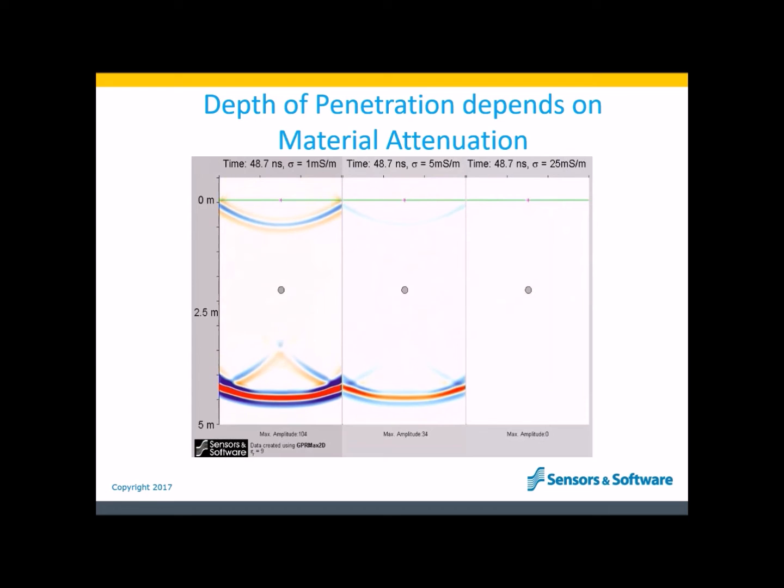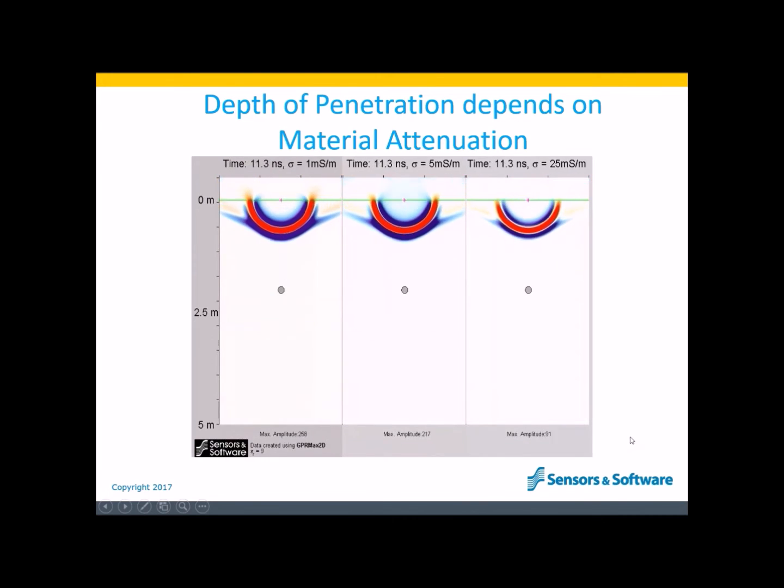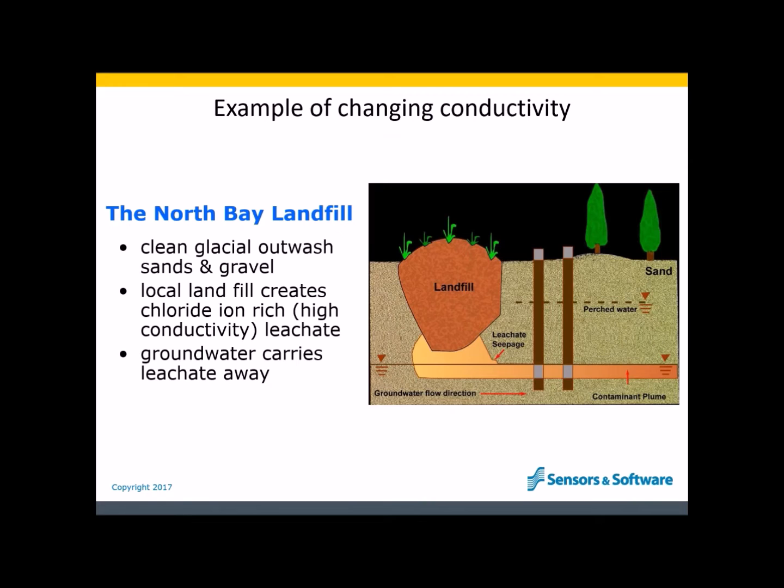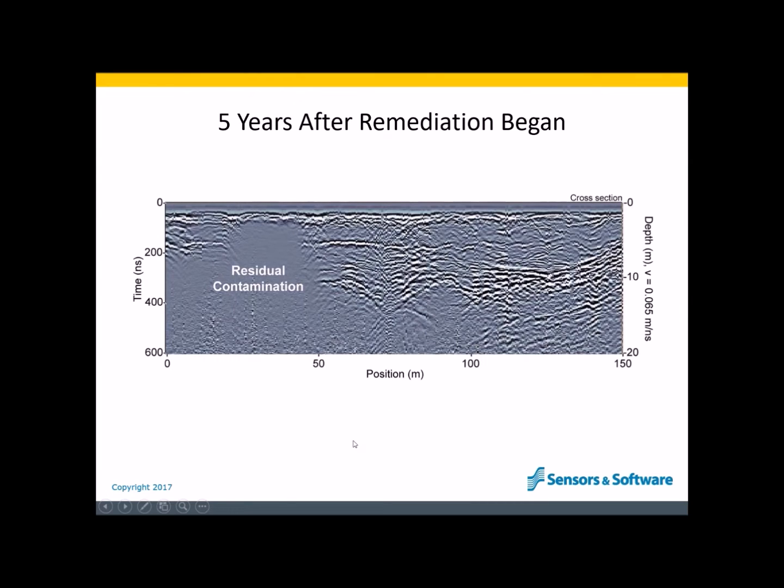The soil may naturally have high electrical conductivity, such as clay soils, but materials with high electrical conductivity can also be introduced to the soil. In this data example, a chloride-rich leachate with high electrical conductivity was found migrating from a landfill site. The native soil is very sandy with low electrical conductivity that allows GPR to penetrate 20 plus meters. However, in the area with the electrically conductive leachate, the penetration is reduced dramatically to just 1 or 2 meters.